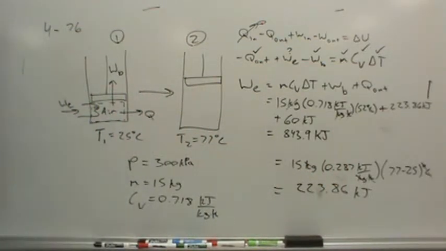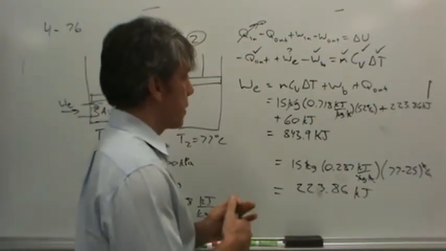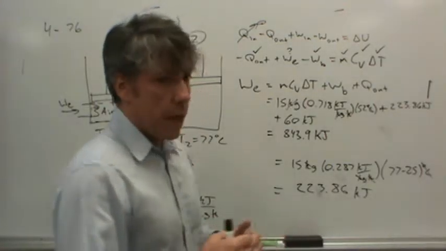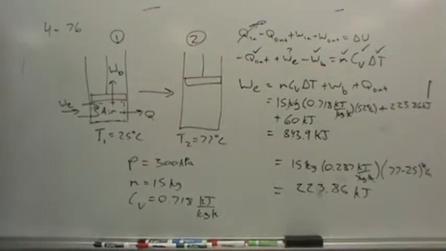Okay, is that what we were supposed to find? Determine the electrical energy supplied in kilowatt hours. So we've got to convert this to kilowatt hours. Now, there's a couple of ways to do this. We could do it from units, or we could just go to the back of the book and look for a conversion factor. Let's do that because it'll be easier.